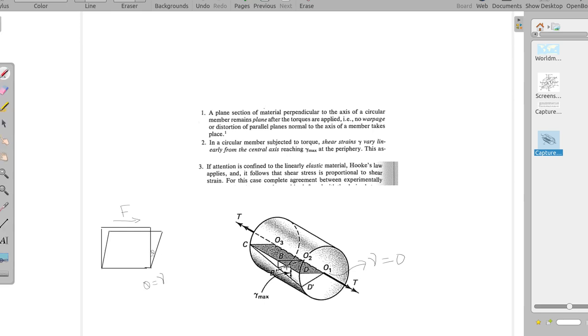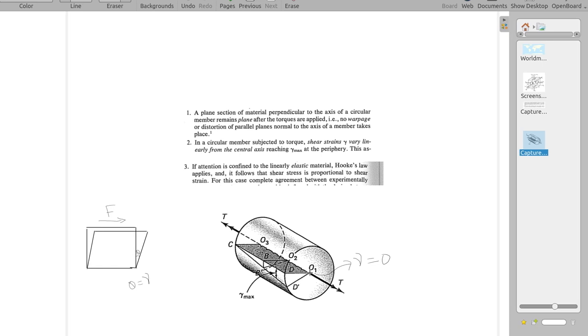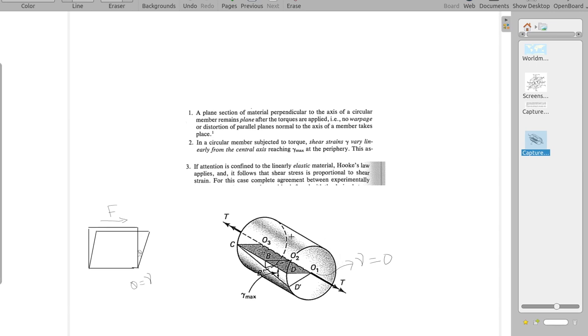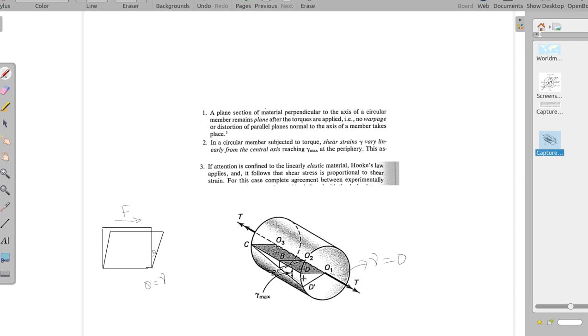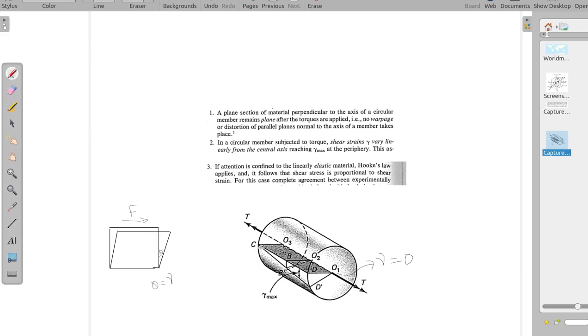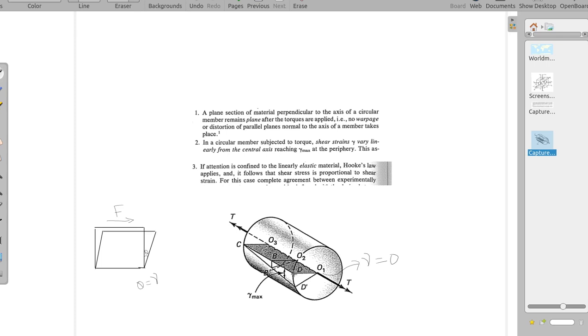CD, which was the original location of, let's consider this plane O3CDO1. So after torques are applied, this member got twisted a little bit. Now CD reaches the position CD dash. So D moves from D to D dash.